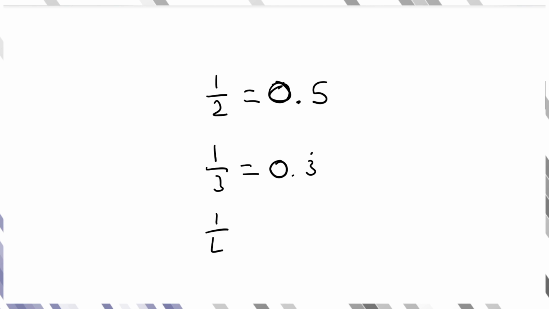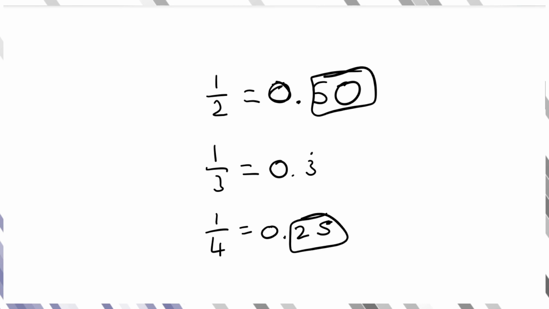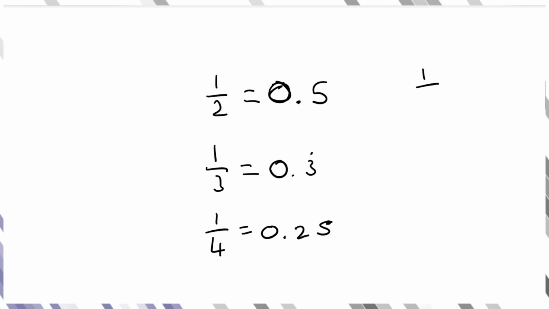A quarter is 0.25. A small way to remember that is we can think of 0.5 as 0.50, and half of 50 is 25, and a quarter is half of a half. So a half is 0.5, a quarter is 0.25. And then a fifth, one little trick for a fifth is we can just swap the 2 and the 5 in a half and 0.5 around to give us 1/5 equals 0.2.